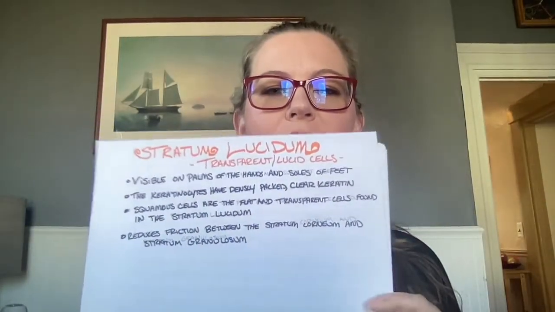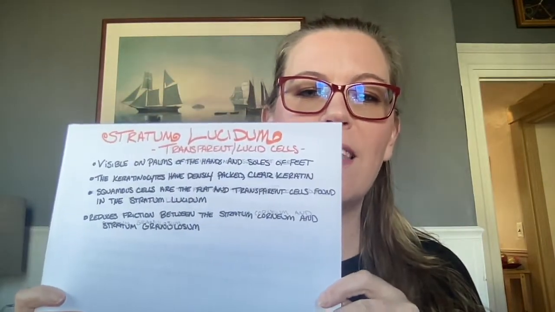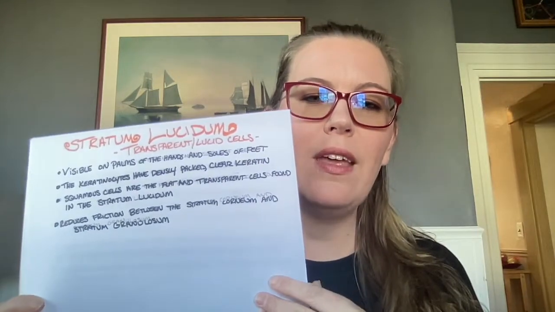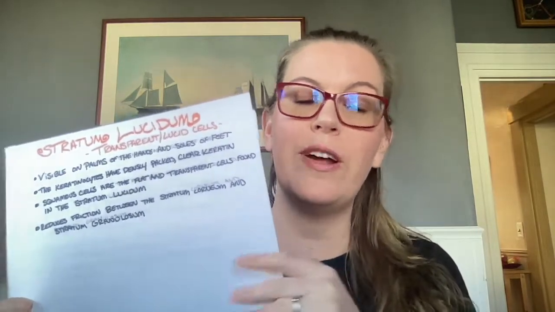Stratum lucidum, this is our transparent, lucid layer. This is where we see it on the bottoms of our hands, the bottoms of our feet. Keratinocytes are densely packed here, making that clear keratin. Squamous cells are found here. And it helps with the friction between the stratum corneum and the stratum granulosum.